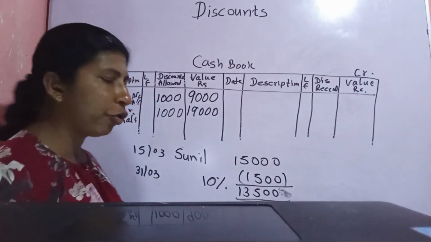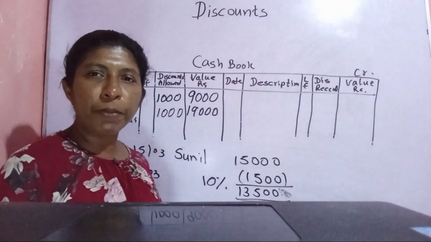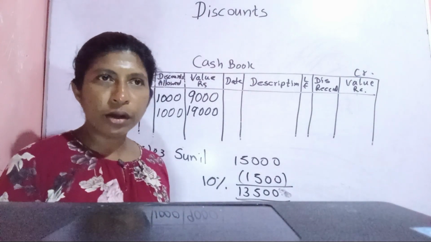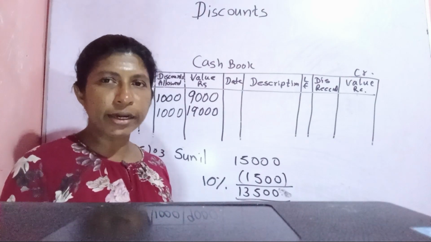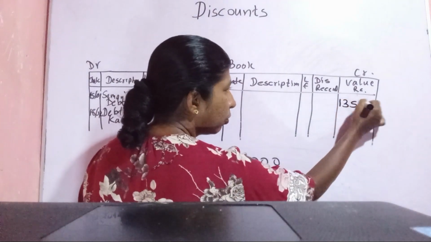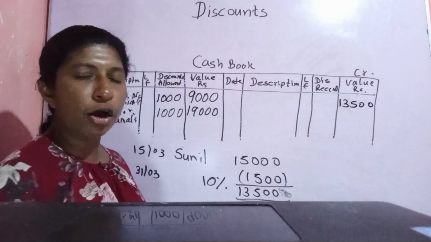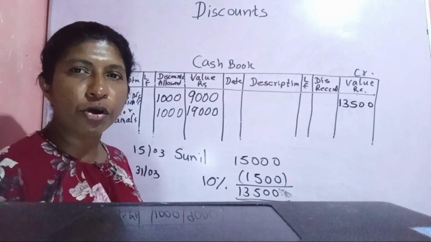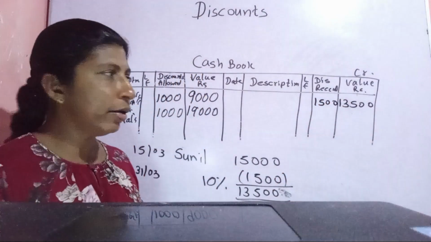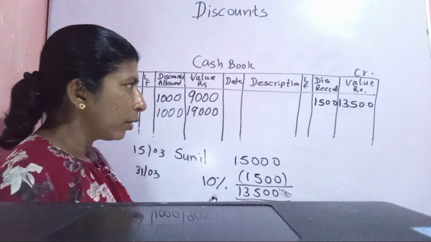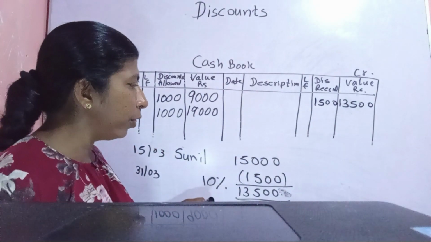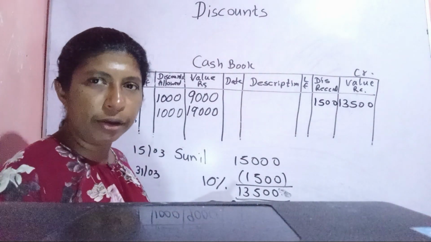Now, shall we see how to record this amount? We are paying 13,500. That means it is reducing our cash balance. Decrease of an asset, therefore credit. Now go and credit here 13,500. Discount received, we will write here in the discount received column 1,500. We are paying this figure and receiving the discount. Therefore, we have to debit this amount to our trade creditors account.